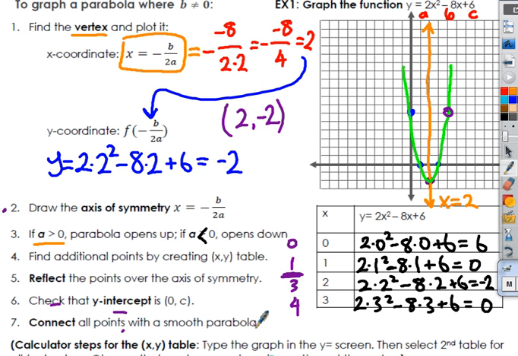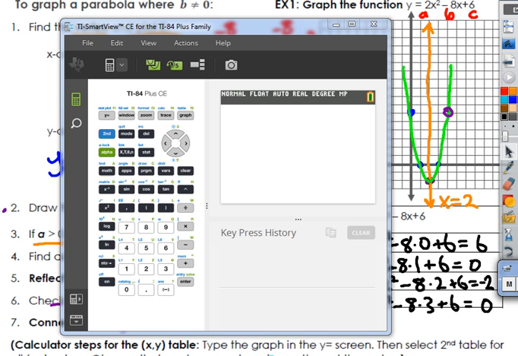And there is a calculator step that we can use for our table as well. We can type the graph into the y equals screen, then select second table for all x, y values. Observe that the y values change pattern at the vertex. Let's do these steps with a calculator as well. Please grab a calculator and follow the steps.